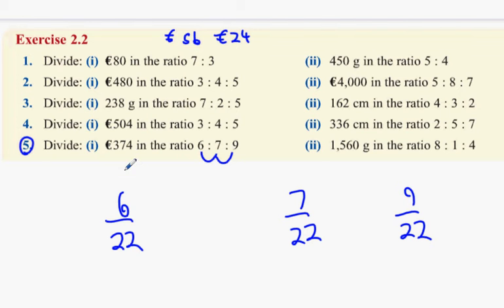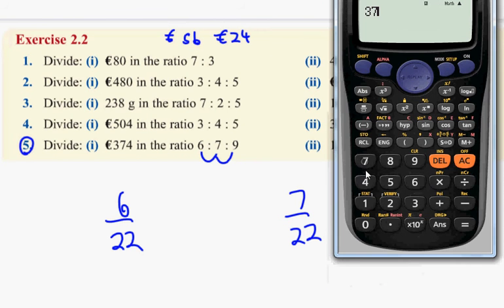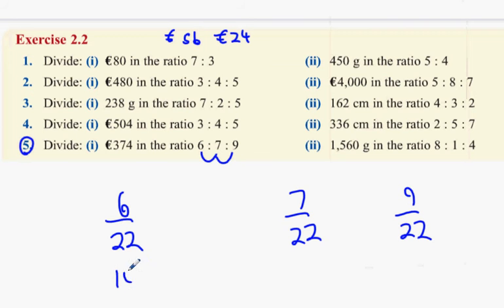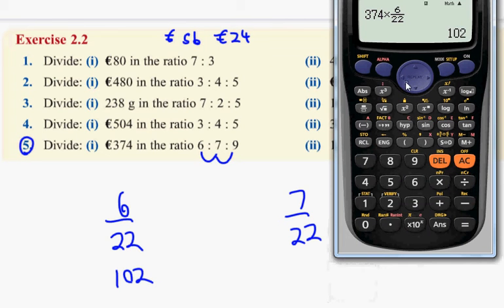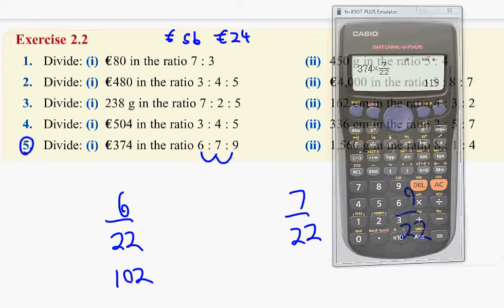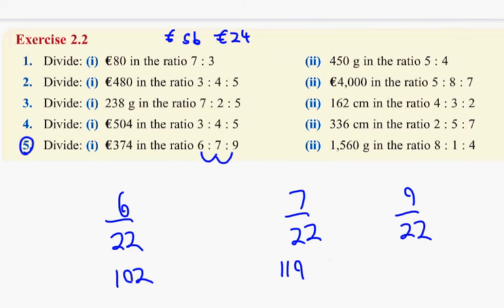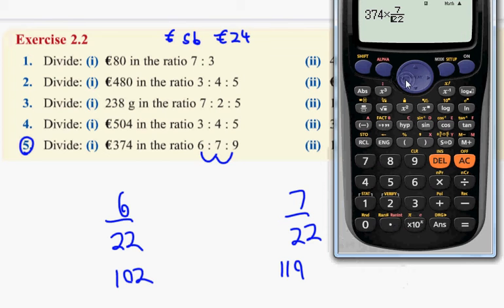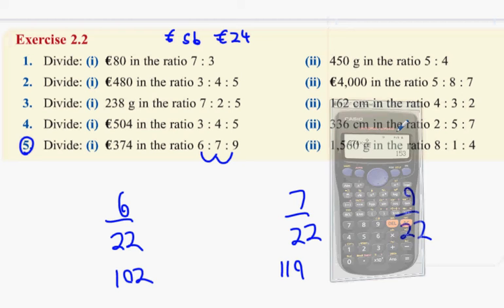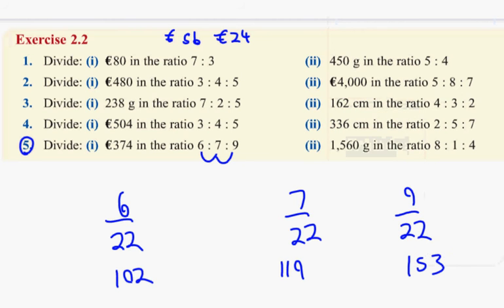And all you got to do is multiply 374. 374 gets multiplied by 6 over 22. So your first answer is 102. And then your second answer is just going to be 7 over 22. It's very fast. And that's 119. And then the third person is going to get 9 for every 22 you have going. So it's going to be 9 22s multiplied by 374, which is going to get me 153. Okay.